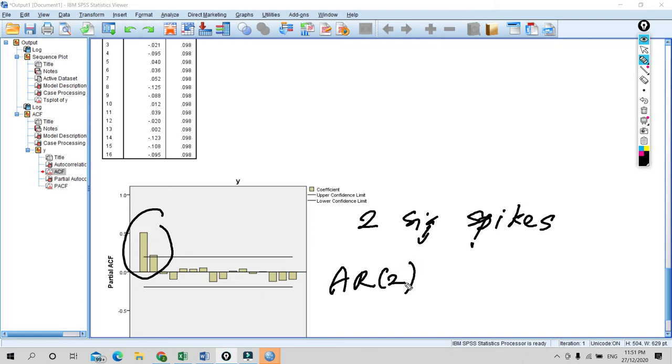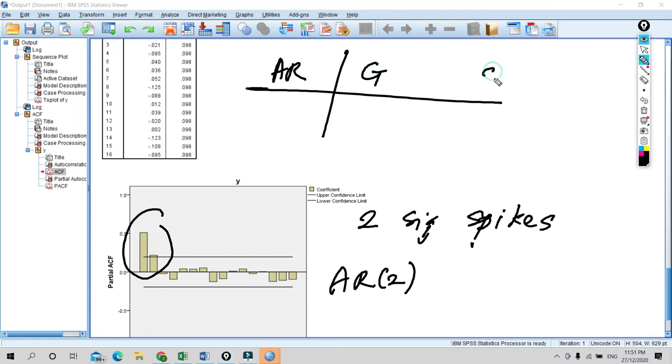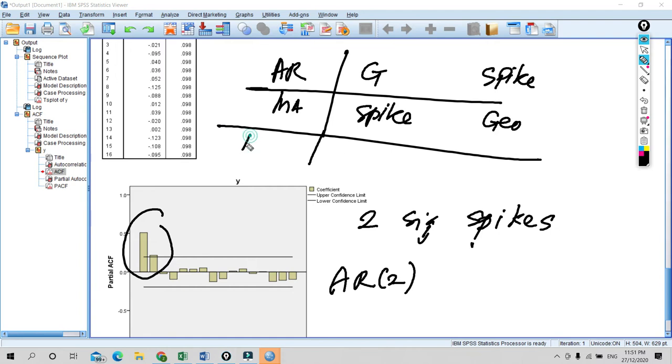Now, what about the MA model? If you look at the rule of thumb here, for AR it is geometric and spikes. For the MA model, here is spike, here is geometric. So for the ARIMA model, this is geometric and geometric.